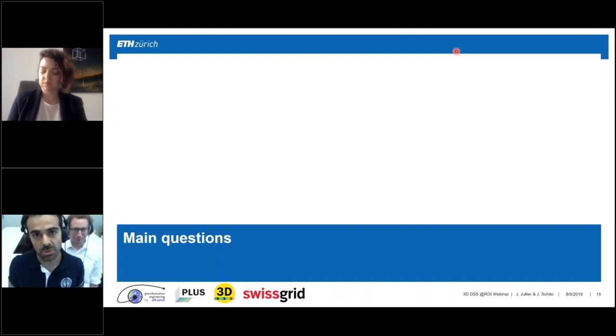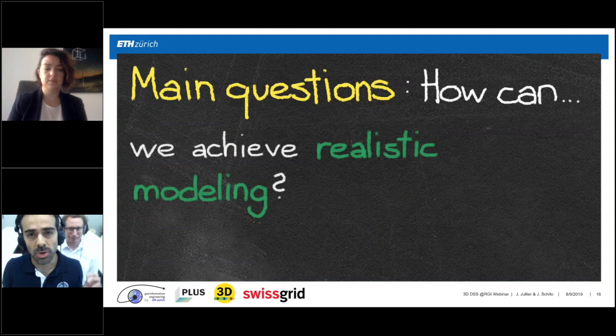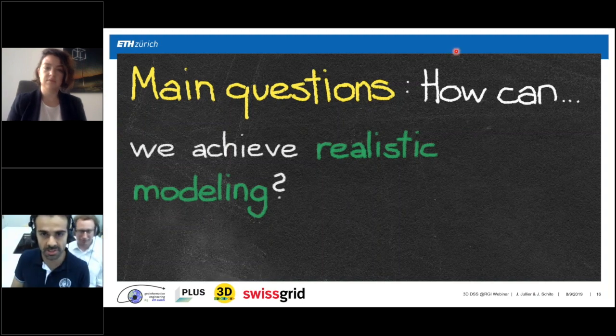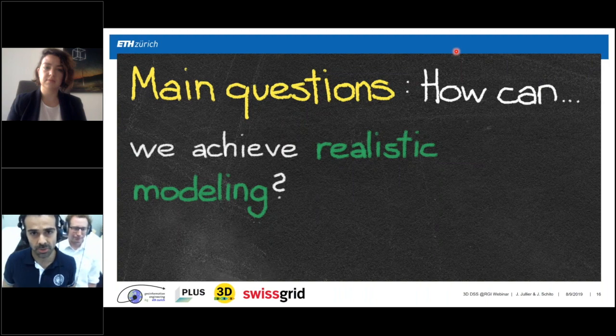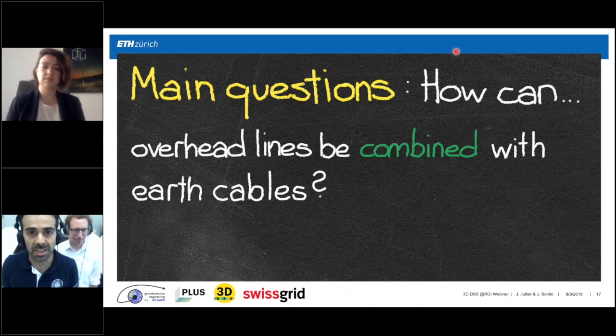The main questions I want to answer today are these. The first is, how can we achieve realistic modeling? That's also one of my personal goals in my PhD project, in order to enhance the degree of realism of the modeled results. The second question is, how can overhead lines be combined with earth cables? This is an issue we are tackling now, and we are working on a solution which should be interesting also because it uses a very novel approach in this regard.